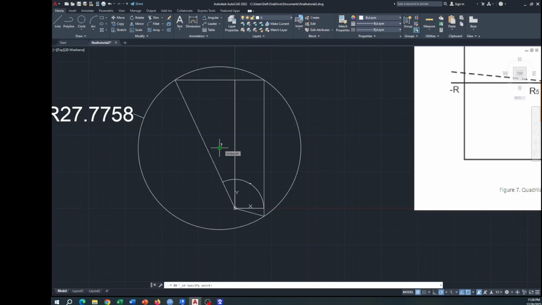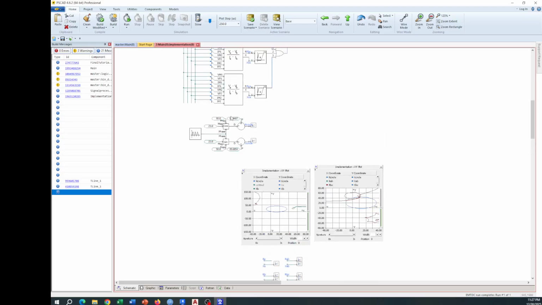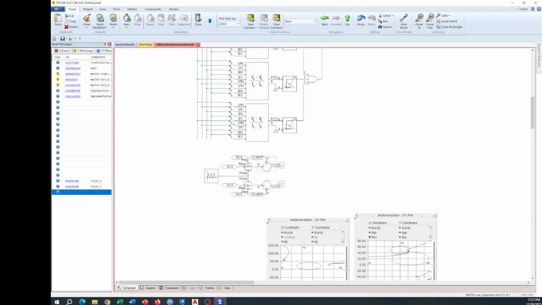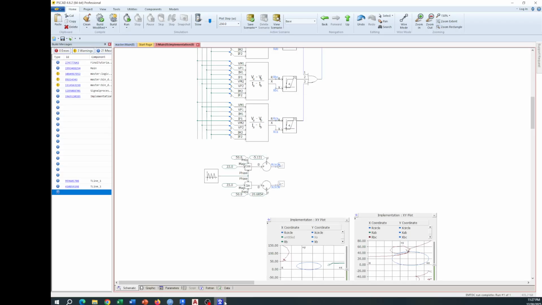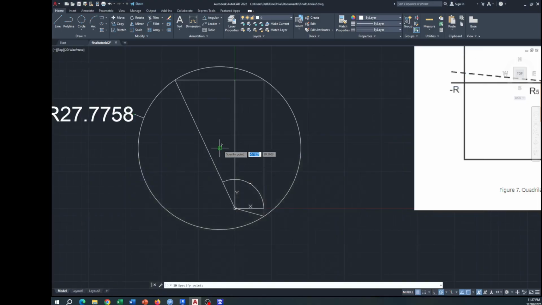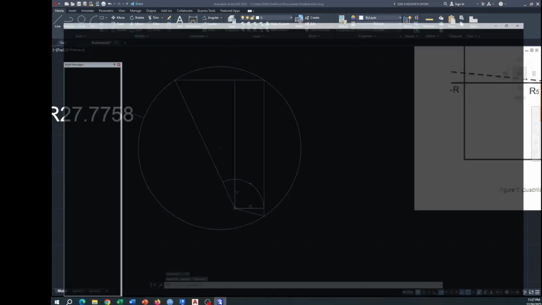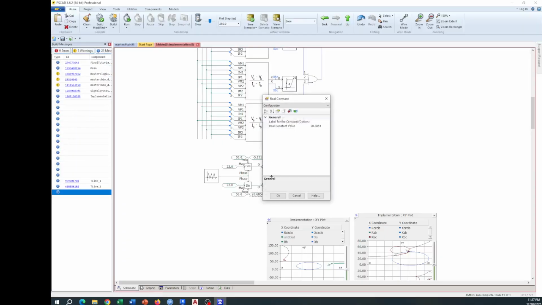Also, for the ID point, look, this one is minus 5.121, 1221 and 20.5603. The radius of the circle is around 28.